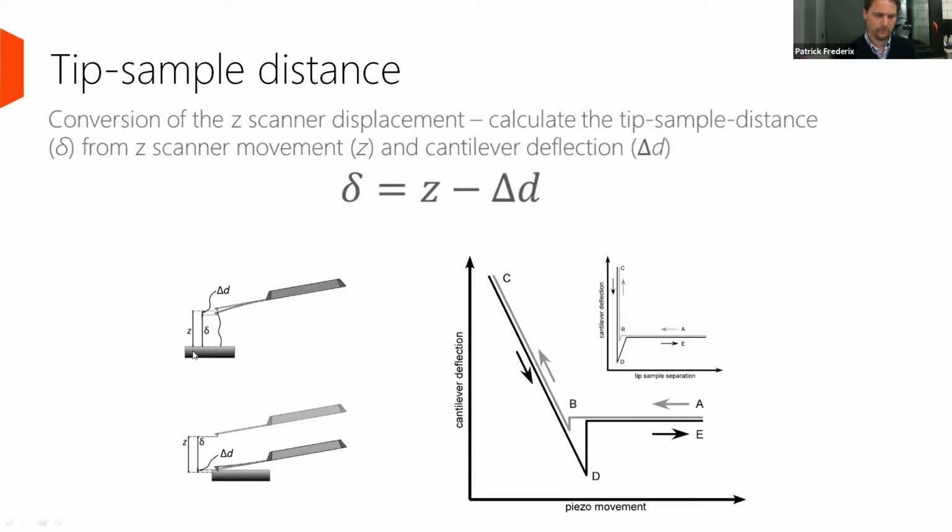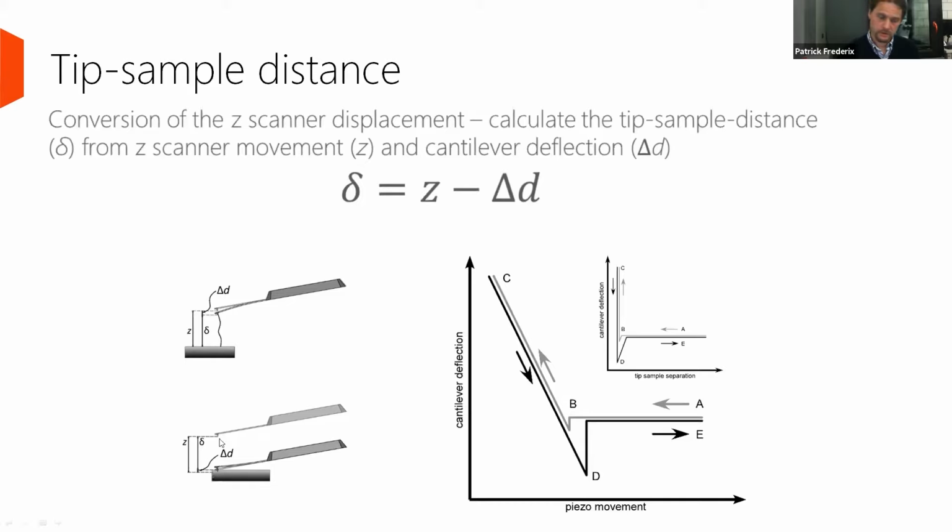You see if I move my cantilever from the surface over a distance z away, and there is a molecule between the tip and the surface, the cantilever will bend down by a distance delta d, and the tip sample distance is not z anymore, but z minus delta d. And this is denoted here with the small Greek letter delta.